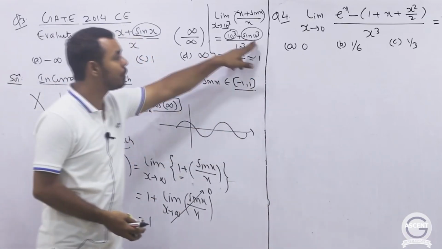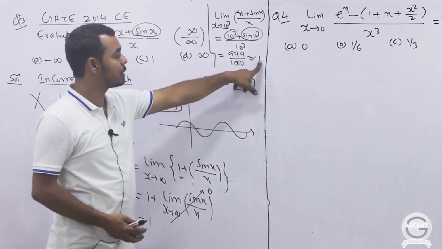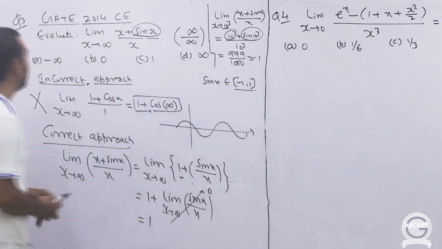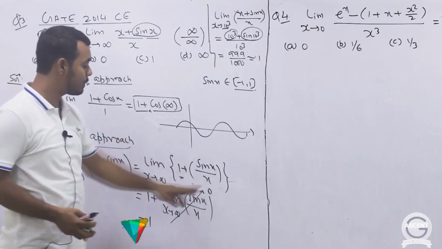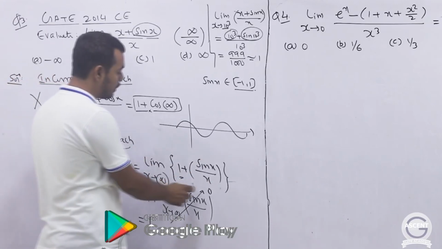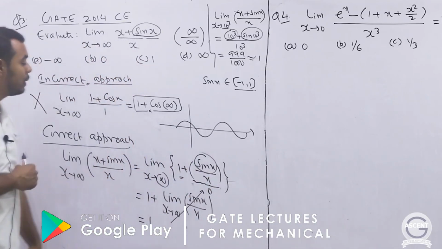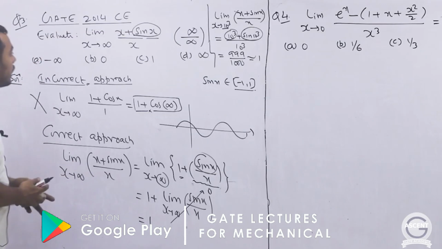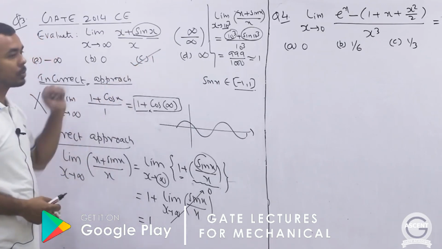Or if you take this as plus 1, then you will get 1001 by 1000. So still that fraction will be very close to 1. That is the idea behind writing it in this form: 1 plus sin x by x. When x is approaching infinity, this term will be 0, because the numerator is a finite number from minus 1 to plus 1. So here the correct answer will be option C. The value of the limit will be plus 1.